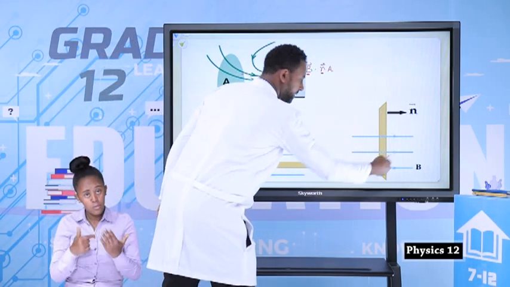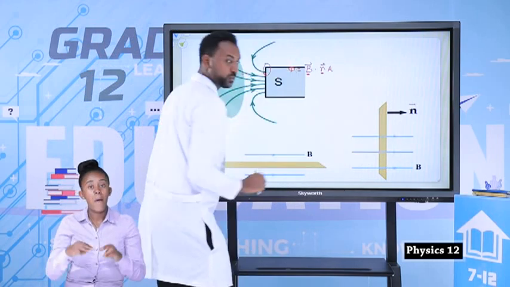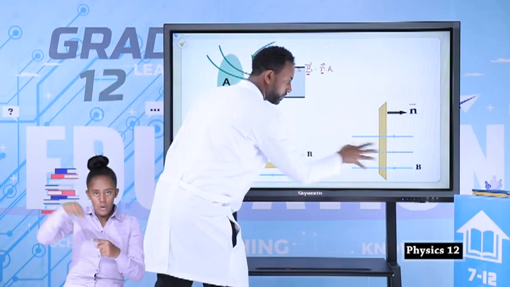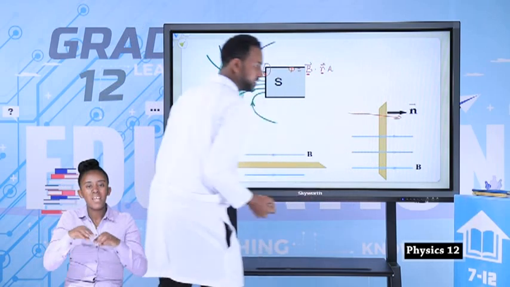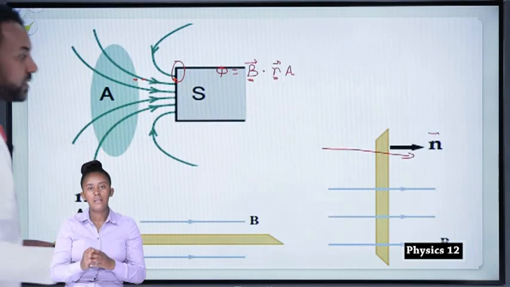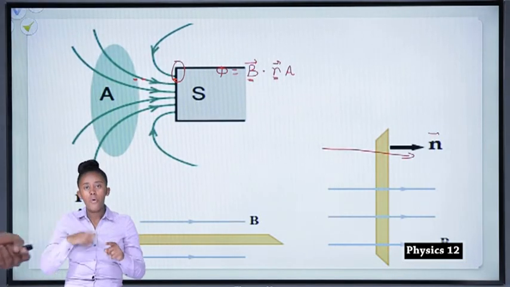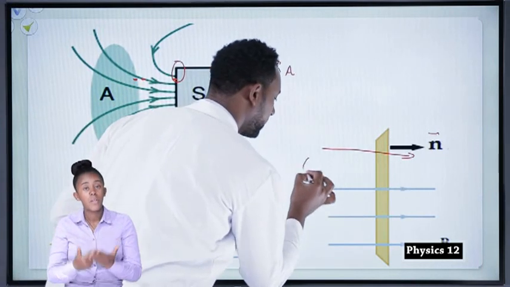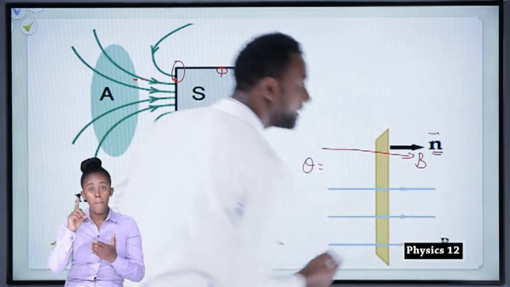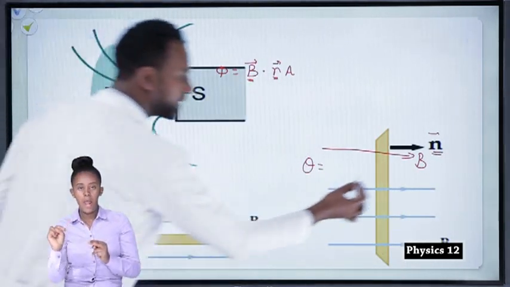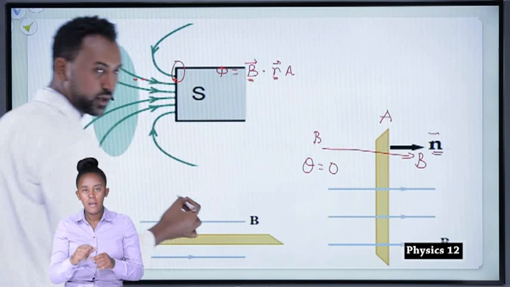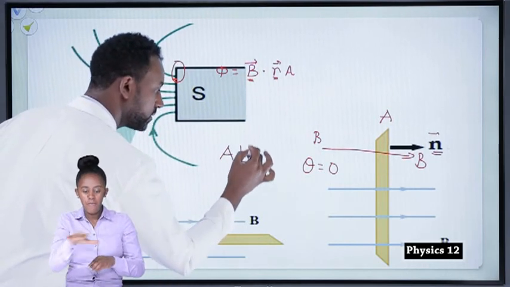So, for example, let's take the case where the magnetic field is moving in the direction of the positive x-axis. The area is perpendicular to the magnetic field, so they are mutually perpendicular. But we are not going to take theta to be 90, because we are trying to express theta as the angle between the magnetic field and the normal line. So theta should be taken as 0, even though the area is perpendicular to the magnetic field.